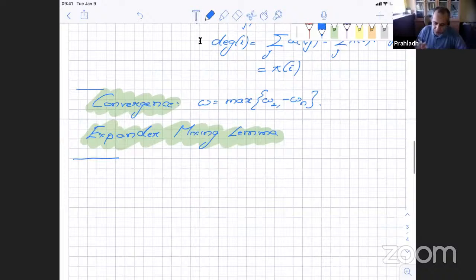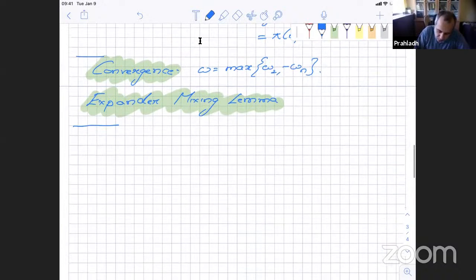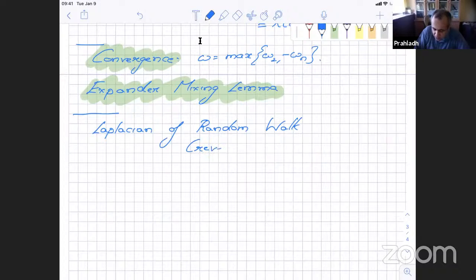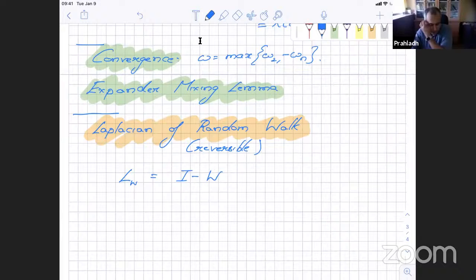So what I want to look at today is the notion of the Laplacian of the random walk. I want to study it a little. In fact, we will restrict our attention to reversible random walks because we know the spectrum only for them. The way I'm going to define the Laplacian of the random walk is just I minus W.